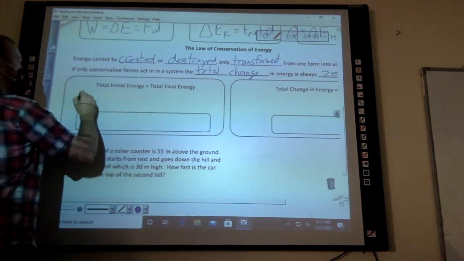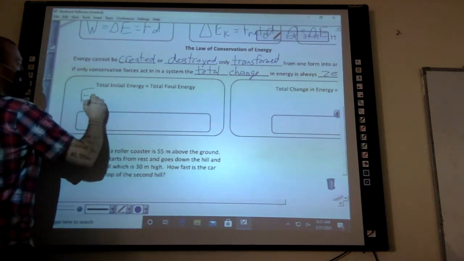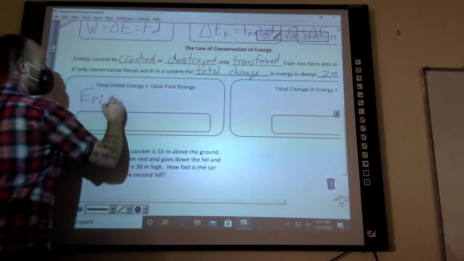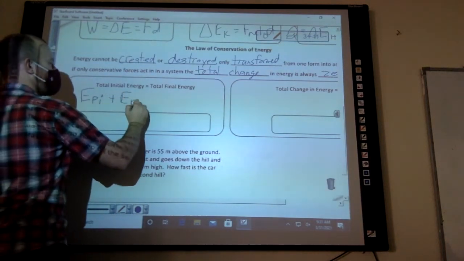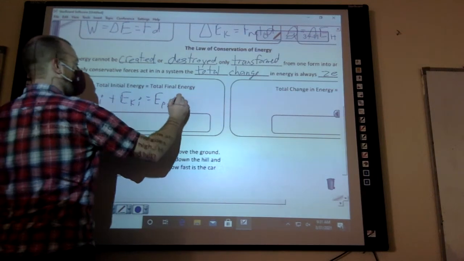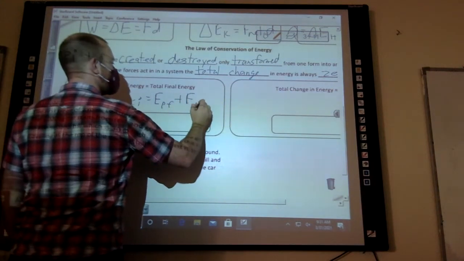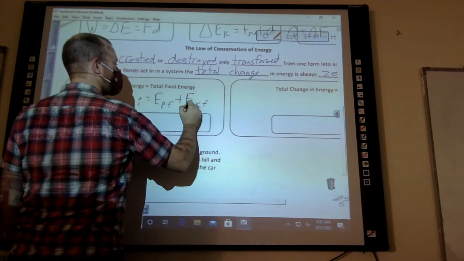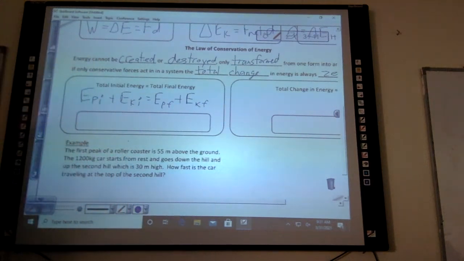This is what you saw last year. So this is EPI plus EKI equals EPF plus EKF. If there's something that I'm saying that's pretty easy to remember, but you don't remember it, please remind me, because I taught this just last week to my grade 11s. So for me, it's fresh. I know for you guys, it's not.